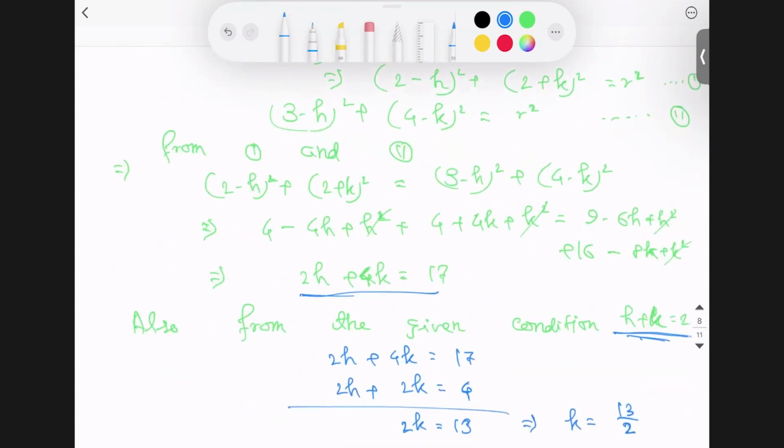Okay, so 4 minus 4h, bracket square, 4 plus 4k plus k square, fine. 9 minus 6h, 8k. Okay. I have done some mistake here. This is not 4. This is 8 plus 12. It will be 12.